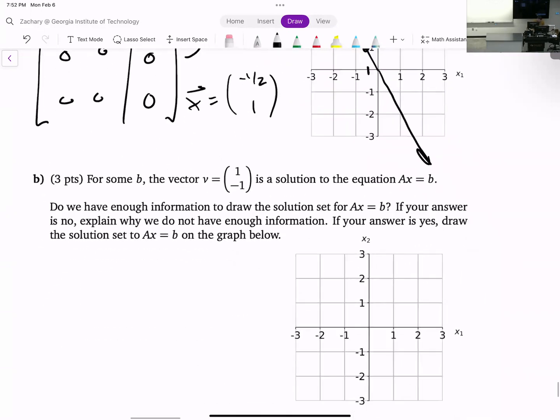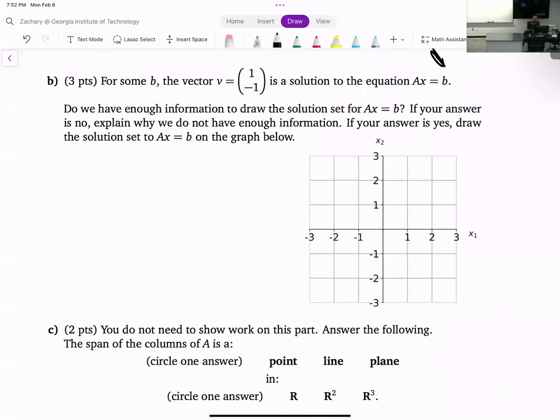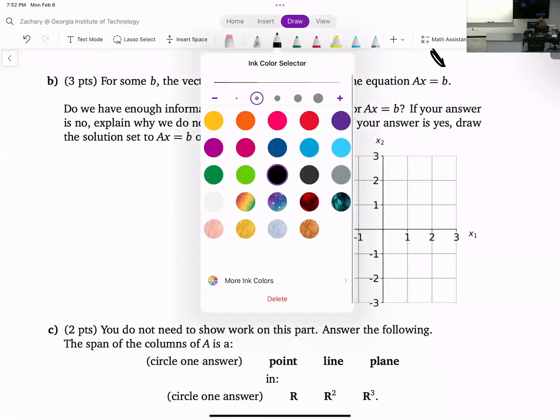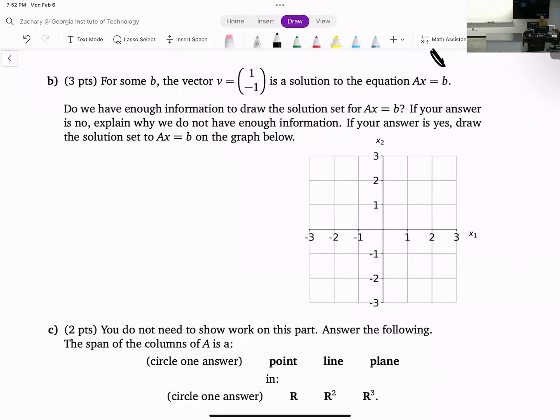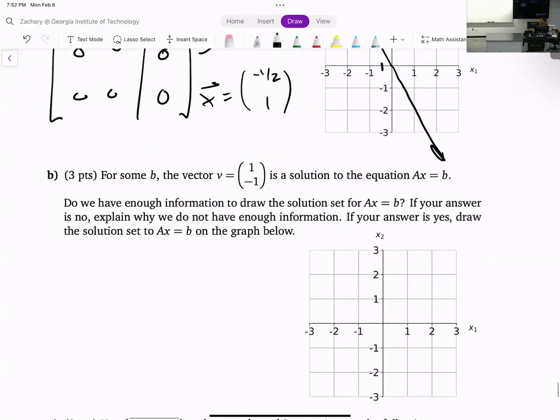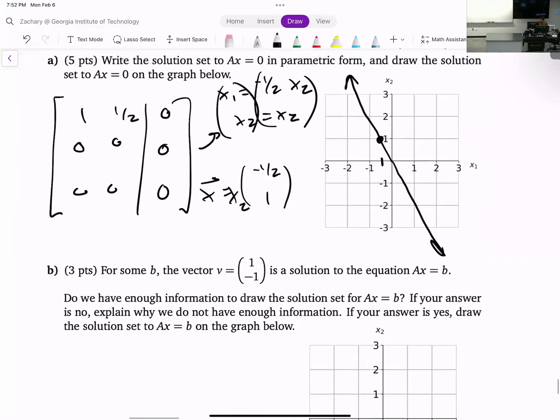All right. Part B says for some vector b, the vector is a solution to Ax equals b. Okay, well that changes our solution set. How does it change it? Well, it changes us from x2 here. Also, don't get tripped up on this x2 being right here. Just draw the vector as you have an x and a y. Don't think about it too hard.